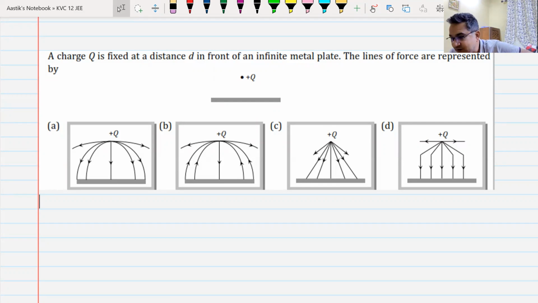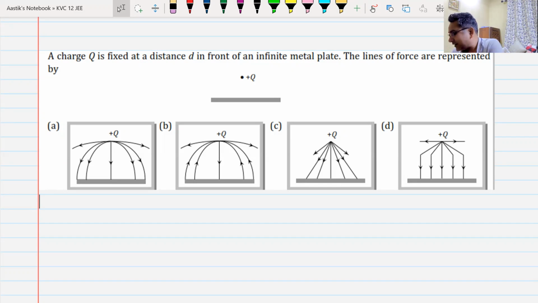I hope everyone is falling in love with electric lines of force. So beautiful they look. Huh? No one with an answer? C, sir. Option A, sir. It's a fight between C and A.